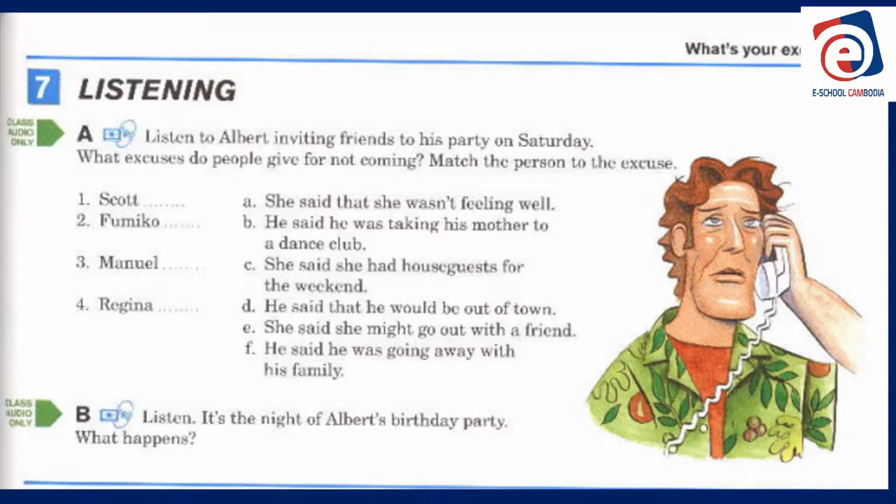He said that he'd be out of town. She said she might go out with a friend. Might go out with a friend. I don't even say the T sound. I don't say might go out. The way I would say it, she might go out. He said he was goin' away with his family.